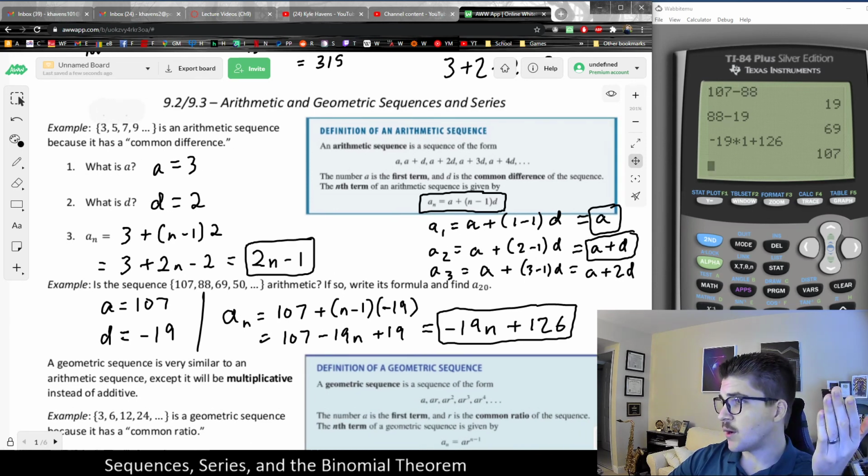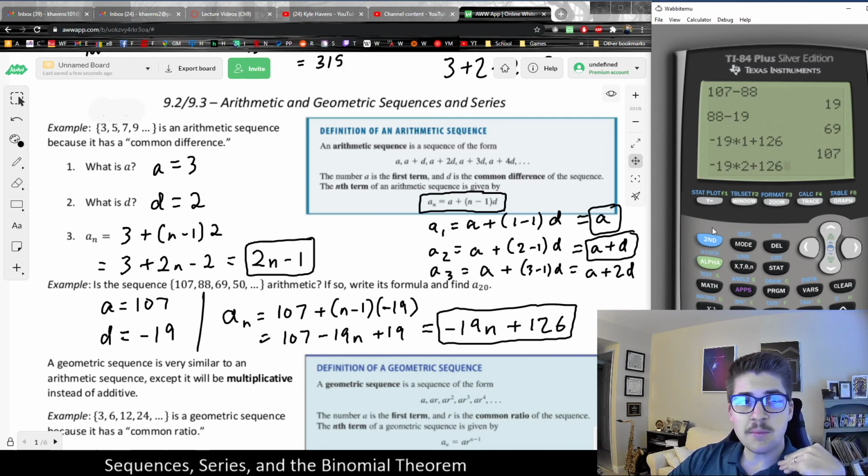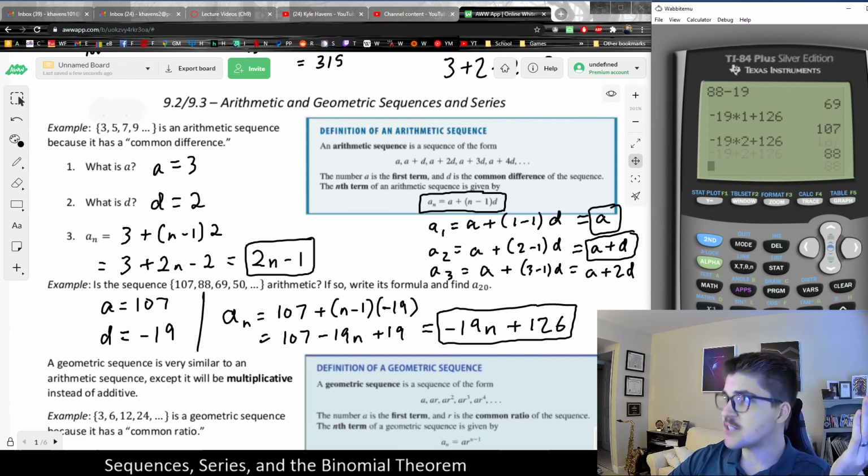I could then check, what about the second term? Negative 19 times 2 plus 126. Since this is just subtracting another 19, this will work exactly right, because what I did is I checked to make sure each one was subtracted by 19. That's exactly what this is going to do. So we're good to go. And that's the general idea of arithmetic sequences.